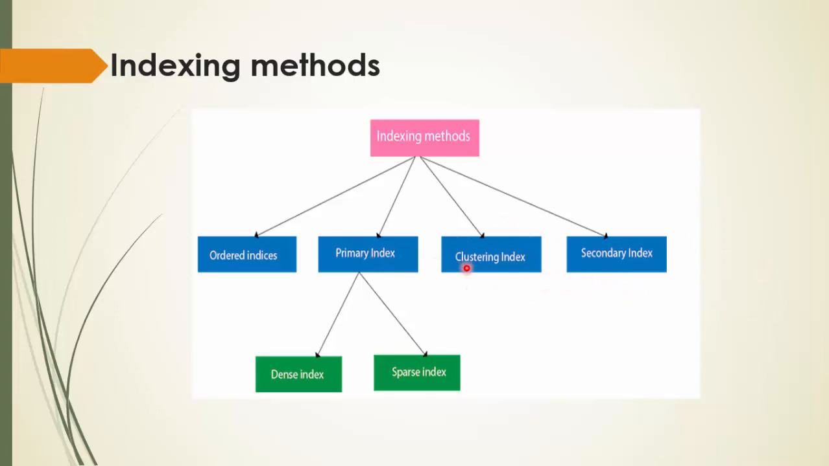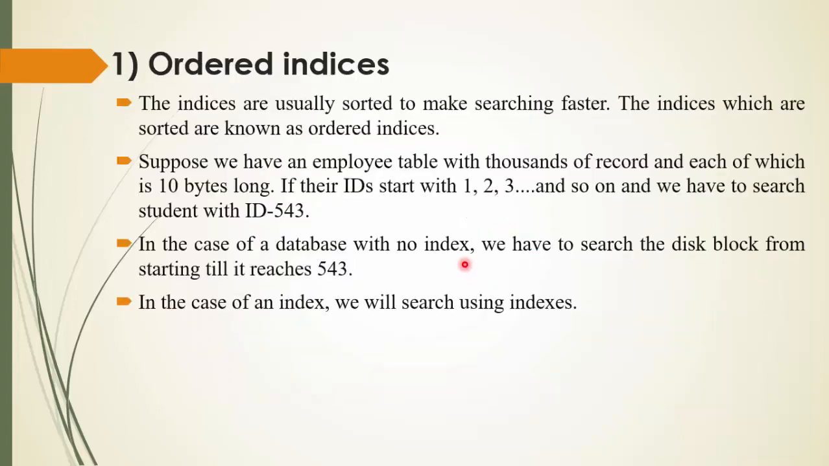We will see first order index. As the name suggests, in order index the indices are usually kept in sorted form to make the searching fast. The indices which are sorted are known as ordered index. Suppose we have an employee table.